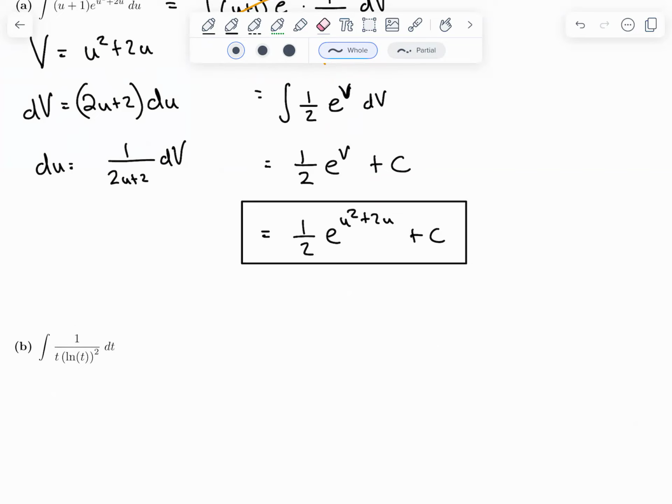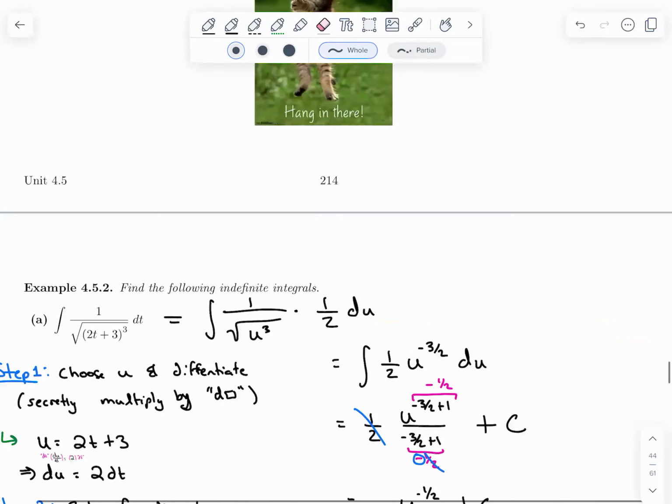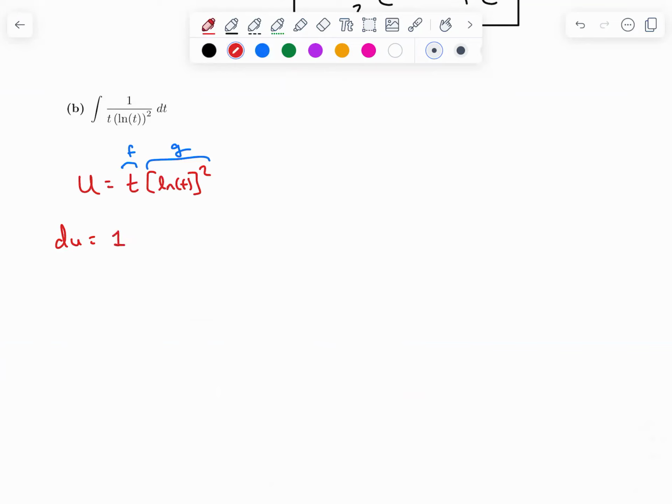Next, my very favorite one. So you could try to make it just, this is what recommendation number 2 is mentioning, sometimes in conjunction with option 1. I'm going to do it deliberately here: let's make it the whole denominator. Don't write this down, but if u equals t times ln of t squared, then du by the product rule and chain rule, f prime is 1 times ln of t quantity squared plus 2 ln of t to the first power times 1 over t times t, and then all times dt.